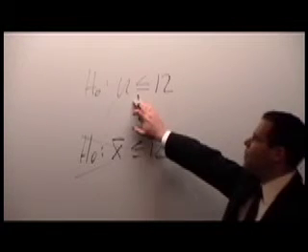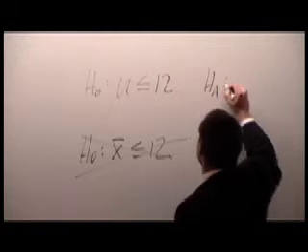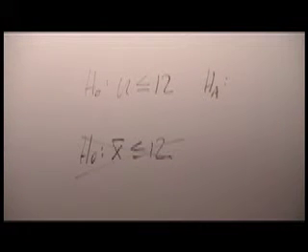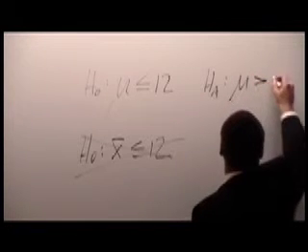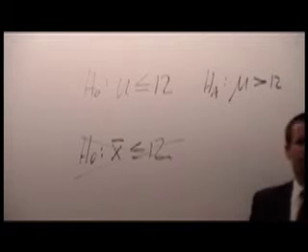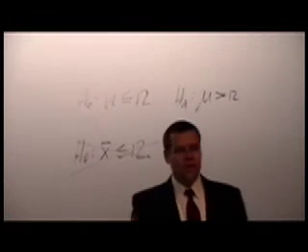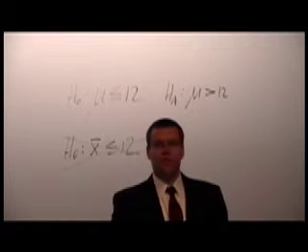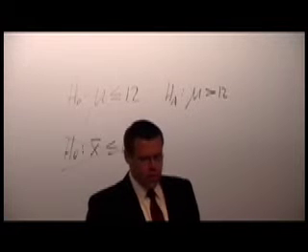Now, if this is the null hypothesis, what is the alternative? Mu is greater than 12. Very good. Everybody see that in that case, collectively, the two hypotheses are collectively exhaustive and mutually exclusive, right? One of these has to be true, but only one can be true. All right.